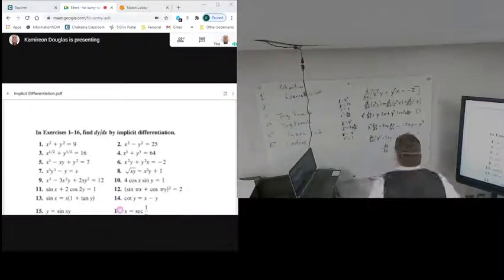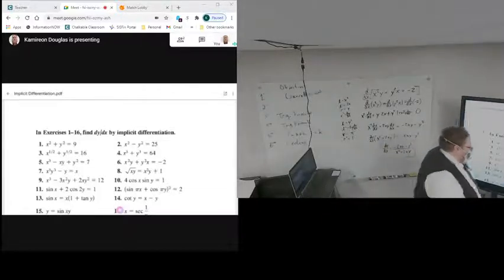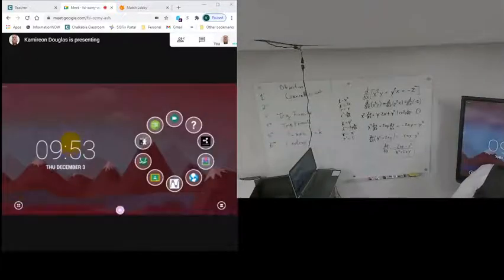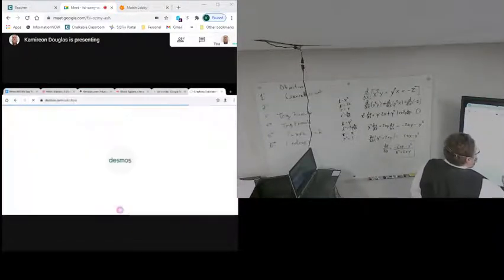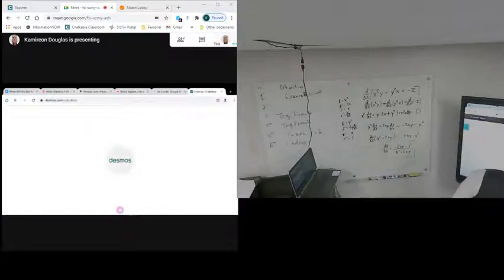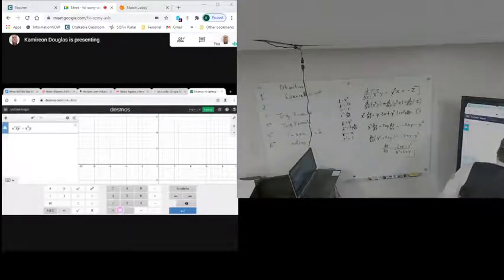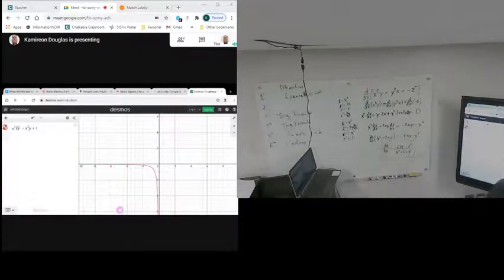Another one that cannot be split very well. Would you like to see what this one looks like before we start? Yeah. Square root of xy equals x squared y plus 1. Square root of xy equals x squared y plus 1. Not as fancy.